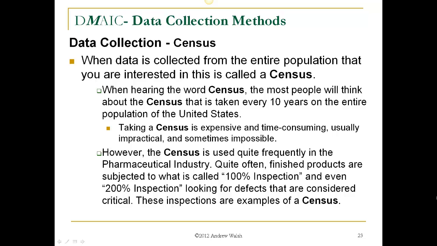However, the census is actually used quite frequently in the pharmaceutical industry. It's quite often seen that finished products are subjected to what's called a 100% inspection. If a foreign tablet is found on the line, and it's possible that another foreign tablet may have entered a lot of other tablets, the quality assurance department may dictate that all of the finished product that has been manufactured on that line needs to be inspected. So, 100% inspection. This is a very conservative approach, again looking for that one rogue tablet. It may even get worse than that: they may ask for 200% inspection, where they do it twice, just trying to reduce their risks. These types of inspections are just examples of a census.